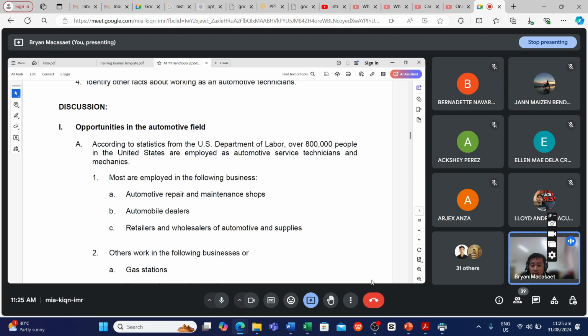So most are employed in the following businesses: number 1, automotive repair and maintenance shops. Aminin man natin o hindi, kung meron tayong sasakyan, darating na kailangan natin siyang i-maintain, kailangan natin siyang ipagawa o ipaayos. Meron tayong tinatawag na PMS, yung periodic maintenance servicing. Kahit hindi siya sira, kailangan natin siyang i-maintain. Kaya aminin man natin o hindi, mataas ang demand for automotive workers. Letter B, automobile dealers, yung mga nagbebenta. Letter C, retailers and wholesalers of automotive parts and supplies.